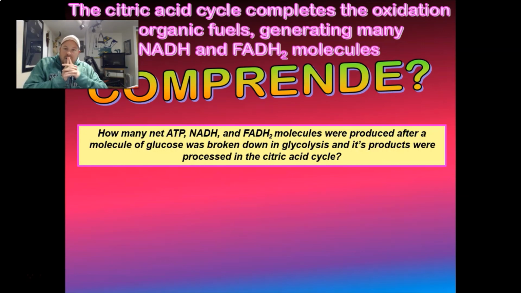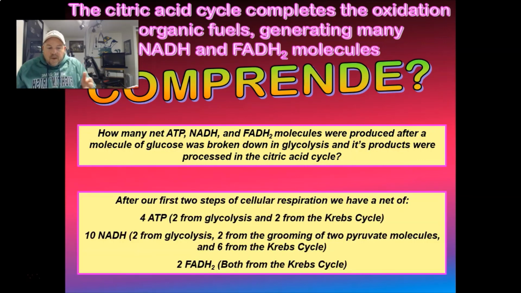What about NADH? Let's think real hard. Well, in glycolysis, we got 2. In the grooming of pyruvate step, in the matrix, we got 2 more, so that's 4, right? And now in the citric acid cycle, 2 turns of that is 6, so that's 10 total, right? 10 NADH. And then how many FADH2? Well, that was just at that one step in the Krebs cycle, or the citric acid cycle, that we got 1, so 2 turns we'd get 2. Okay, so there you can see.